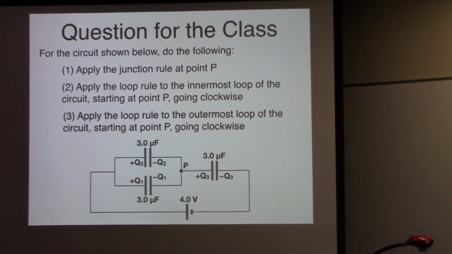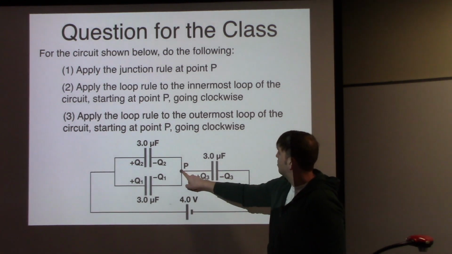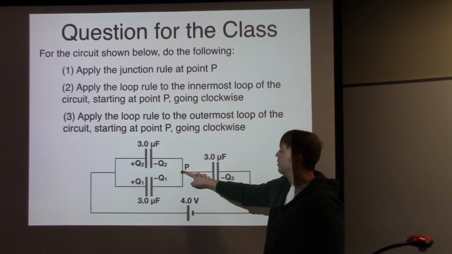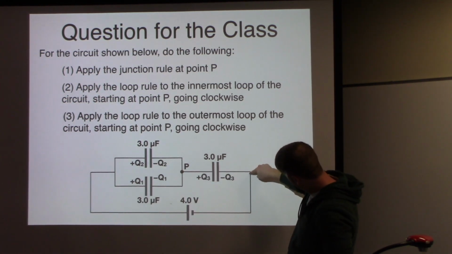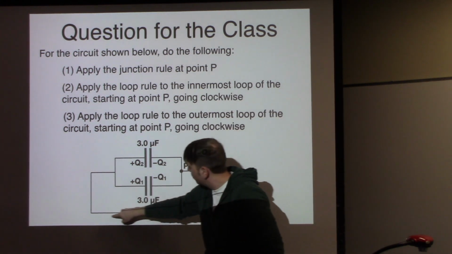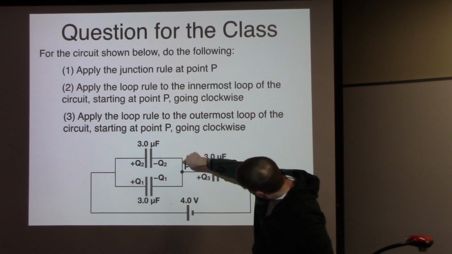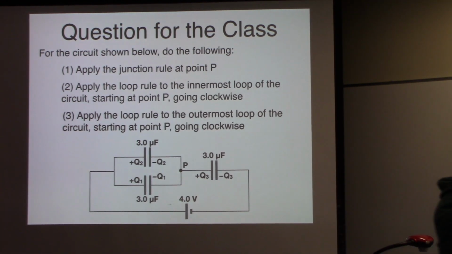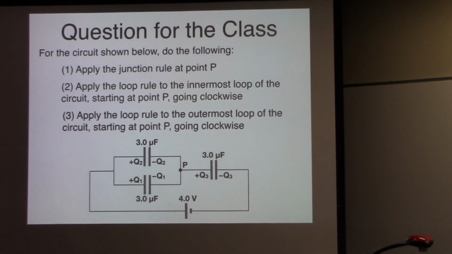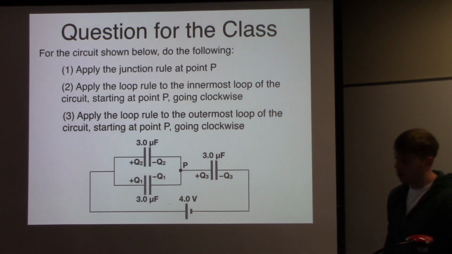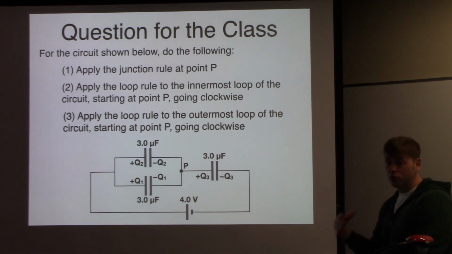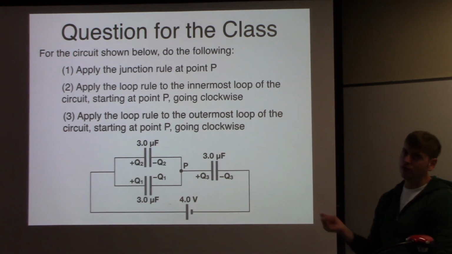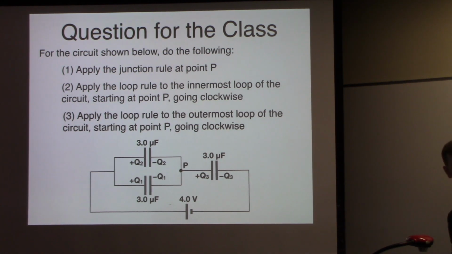And then step 3 is we're going to take the loop rule, starting at point P, going clockwise, but this time we're going to take the biggest possible loop, which is the outside loop. So we're going to go around this way, across the battery, just like before, except now we're going to go across the top, and then back to point P. So we're going to have 3 equations, and as you can guess, there are going to be 3 unknown quantities, but they're going to be actually values of Q, electric charge, as opposed to current that we solve for in this case. All right, so let's work it out.